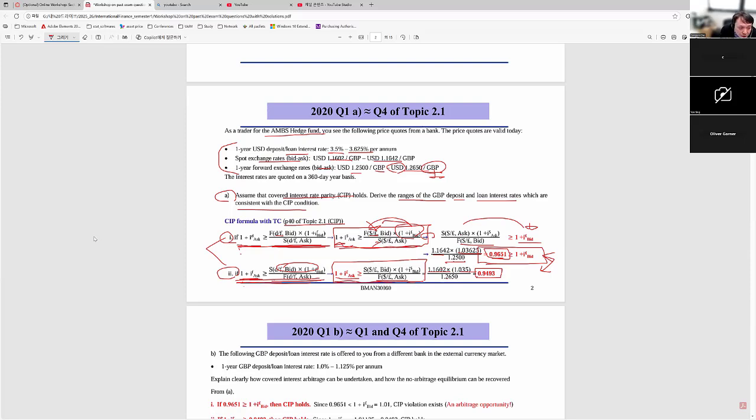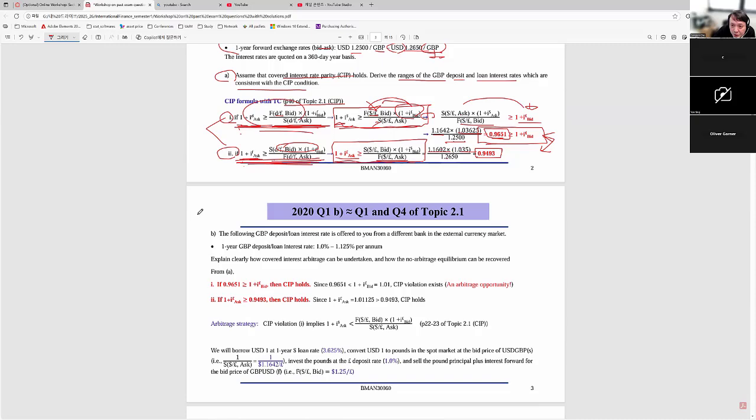Given these questions, we have to use two CIP formulas with transaction cost. Since F is in the denominator, pound should be replaced with F and dollar should be replaced with D. So we can use these two formulas where F is pound and D is dollar. Once we get this, we can just plug in all the numbers and get the range of the pound bid rate and pound ask rate. So that's the first question. If you have any questions, you can stop me.